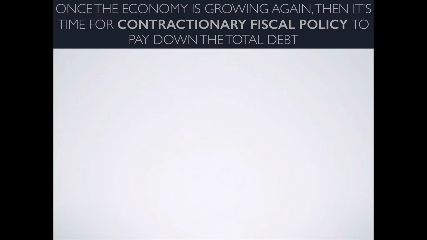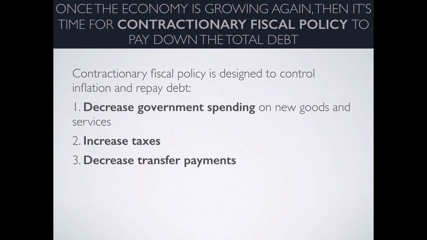Once the economy is growing again, then it's time for contractionary fiscal policy, okay, to pay down the total debt that was accumulated during the expansionary phase. All right, what would that look like? Well, contractionary fiscal policy is designed with usually two ends in mind: control inflation if necessary and repay the debt that was accumulated. Okay, so we would do the opposite of everything that we did so far.